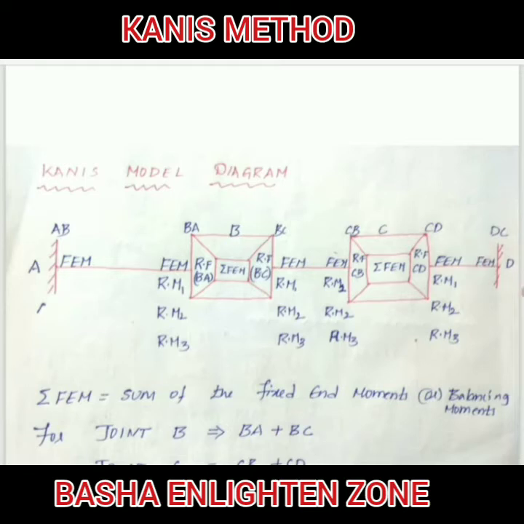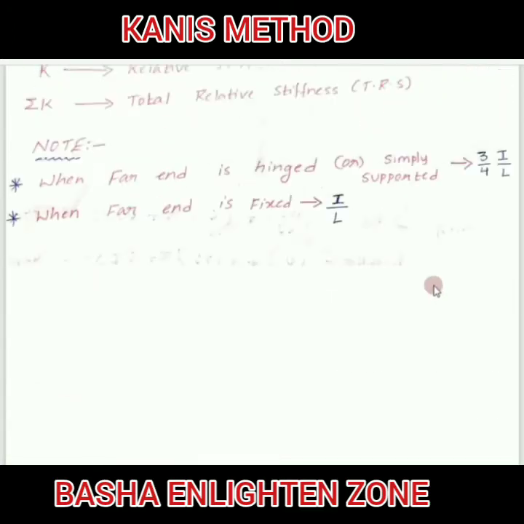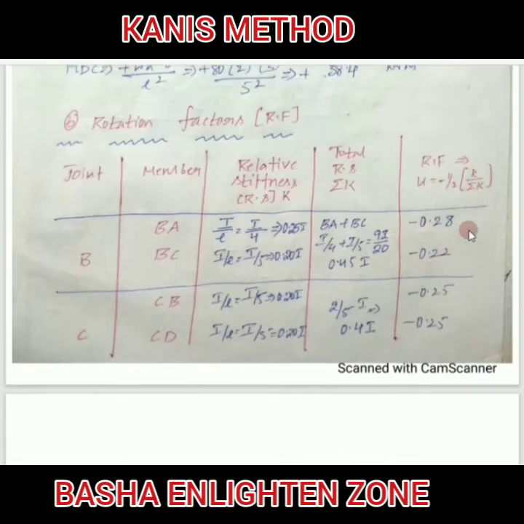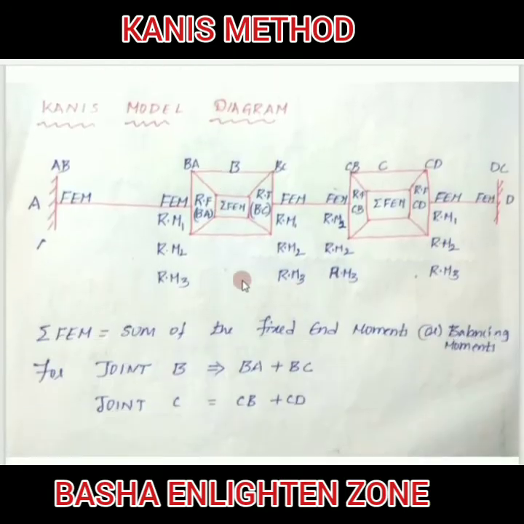After that, in the formula, there will be rotation factors also. See here, we have already calculated these rotation factors: minus 0.28, minus 0.22, minus 0.25, minus 0.25 for the particular members BA, BC, CB and CD. So in this diagram, you have to write rotation factor BA in this particular column. Clear? Rotation factor BC in this particular area, rotation factor CB in this particular area, and rotation factor CD in this particular area. So you write down all these rotation factors in these 4 areas.